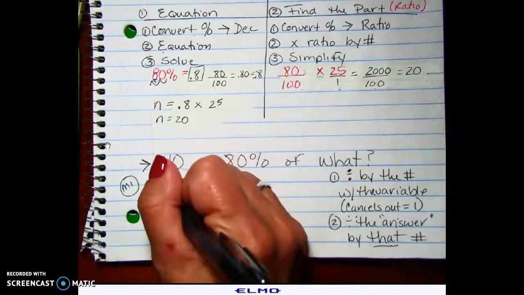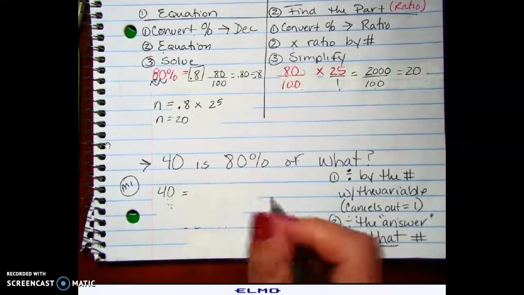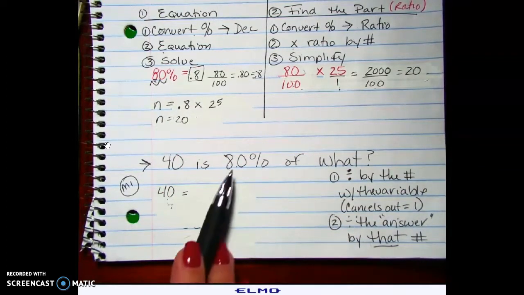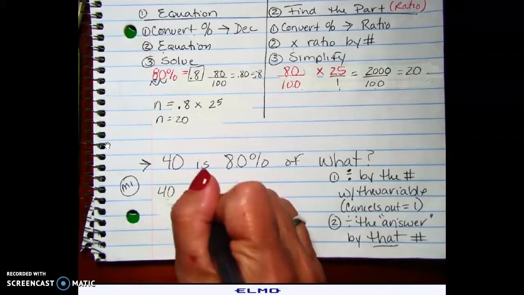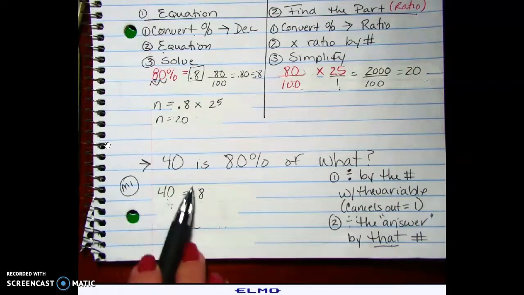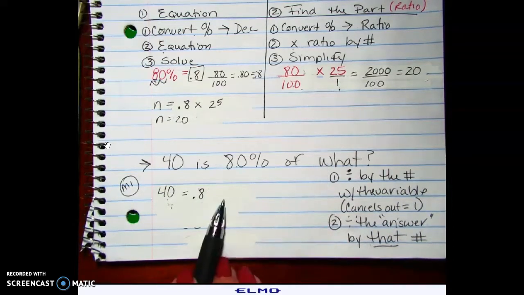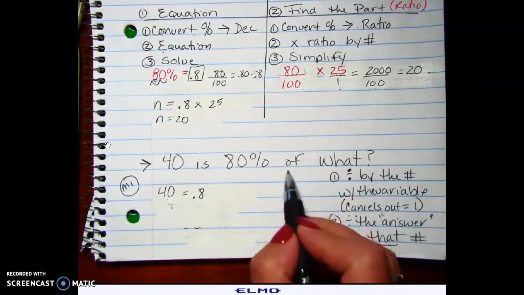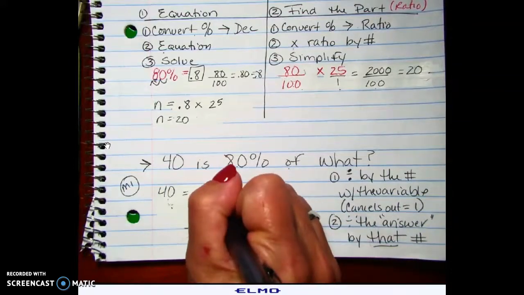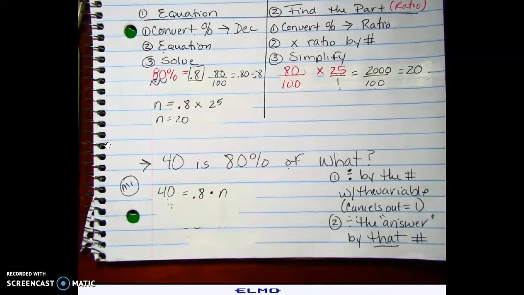So first I'm going to start with 40. Is means equals 80%. Now I'm going to make it into my decimal. I prefer to use the decimal. I could use the fraction, but when I'm using this type where I'm converting into an equation, it's best to use a decimal. Of means to multiply, and what is my variable? Okay, so I've translated it.